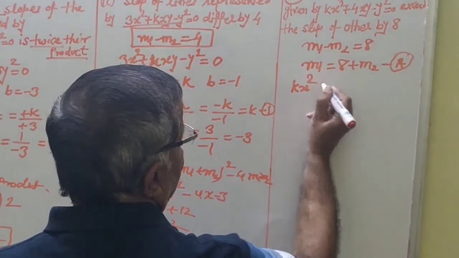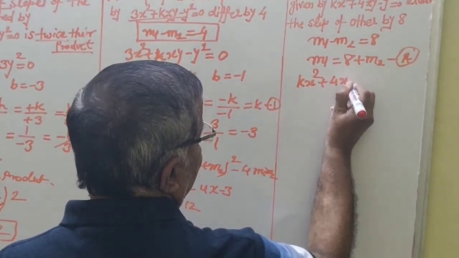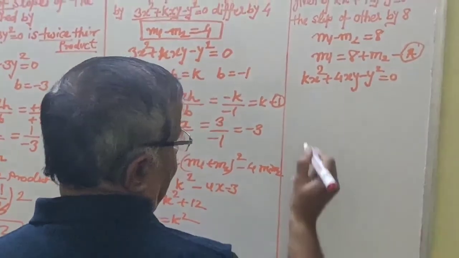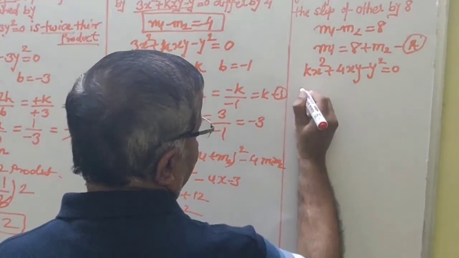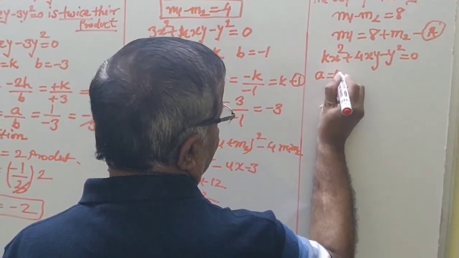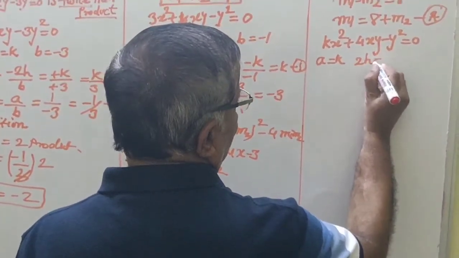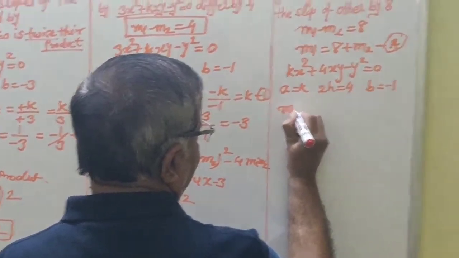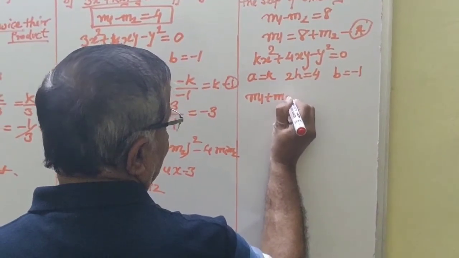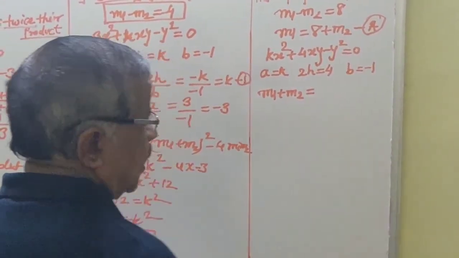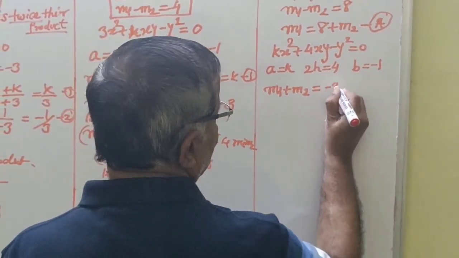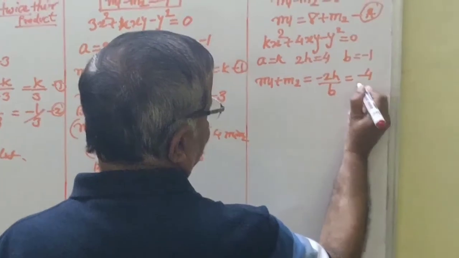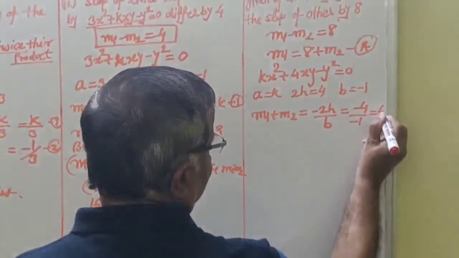Kx square plus 4xy minus y square is equal to 0. Now what I will do here: a is equal to k, 2h is equal to 4 and b is equal to minus 1. Now I can find m1 plus m2, which is equal to minus 2h upon b. What is the value of this? It is minus 4 upon minus 1, that is equal to 4.